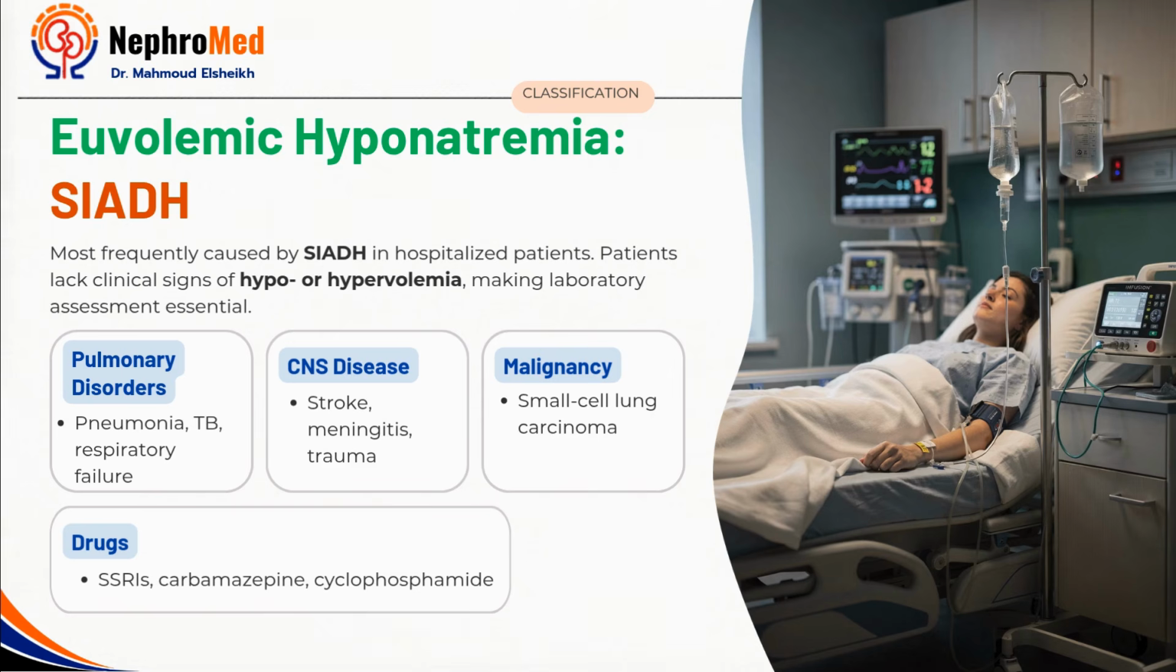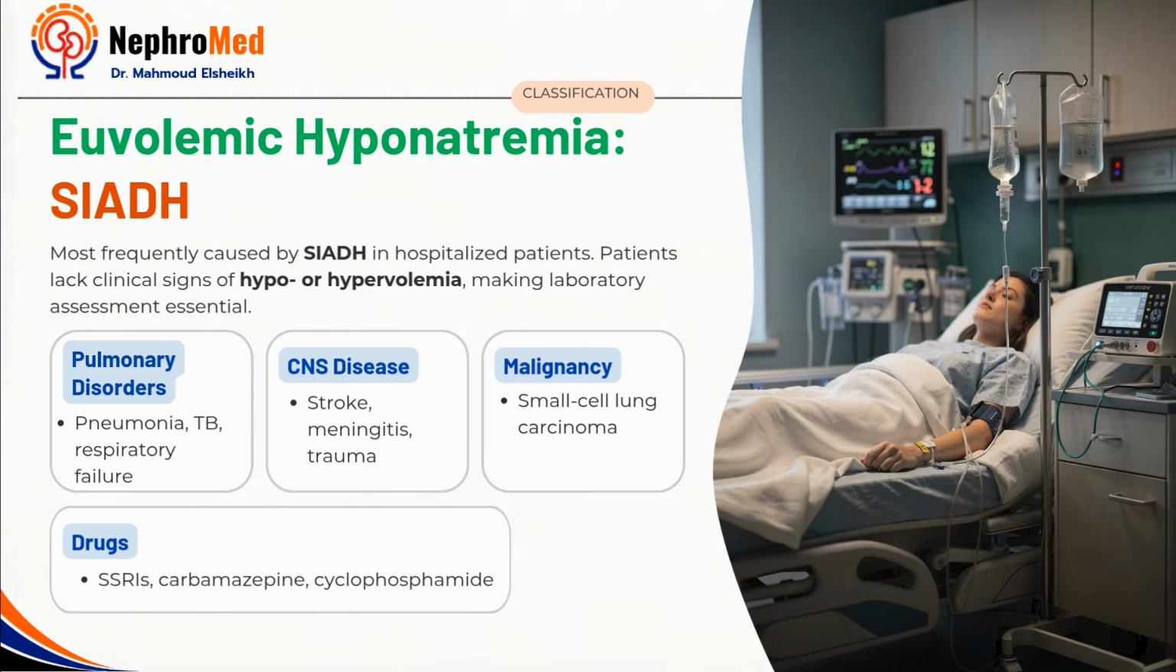Now, probably the most classic and most frequently discussed form of euvolemic hyponatremia is SIADH, or syndrome of inappropriate antidiuretic hormone secretion, and the recent name is syndrome of antidiuresis. In hospitalized patients, SIADH is honestly one of the most common causes of hyponatremia we encounter in clinical practice. The key concept here is inappropriate or persistent AVP release despite low plasma osmolality. So the kidneys continue retaining free water even when they physiologically should be excreting it.